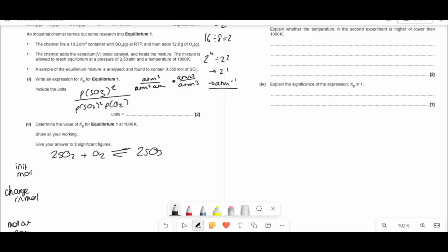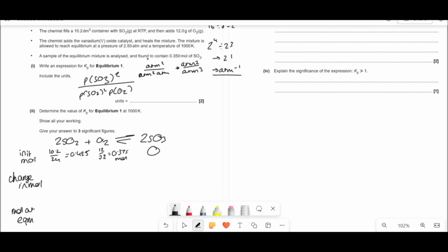So in this question, we need to know what the moles of this is. Now they've told you it's at room temperature and pressure, so that means you can use moles equals volume over 24. So the moles of the SO2 is going to be 10.2, its volume, over 24, which is 0.425 moles. And then the O2, they've told you, is 12 grams. So then this one is going to be 12 over 32, which is 0.375 moles. Before they've set this equilibrium up, and they've just mixed everything together, there is none of this. It's 0 at the start.